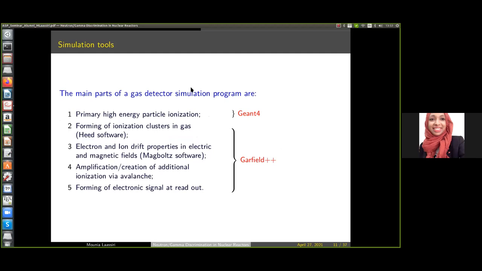So thus, the main parts of a gas detector simulation program are primary high energy particle ionization, forming of ionization clusters in gas via HEED software, electron and ion drift properties in electric and magnetic fields via Magboltz software, amplification, creation of additional ionization via avalanche, and finally, forming of electric signal at readout. Here, Geant4 is able to simulate only the first process. So for the last four processes, the user must provide either her own code or can use an existing software package like Garfield++. We used Garfield++ in our simulation because of its predictive power of optimizing drift properties of electrons and ions through the gas volume and calculating the induced signal.